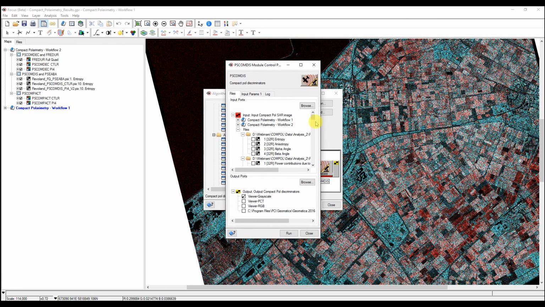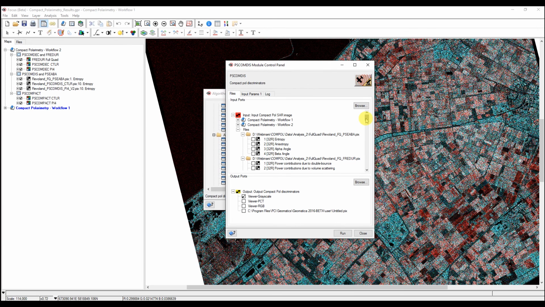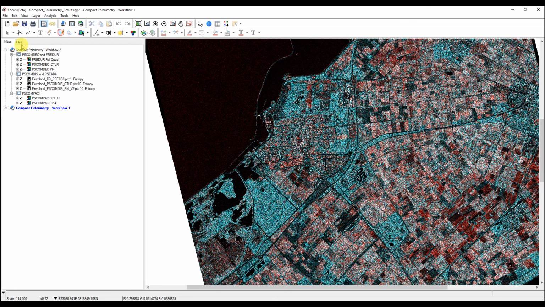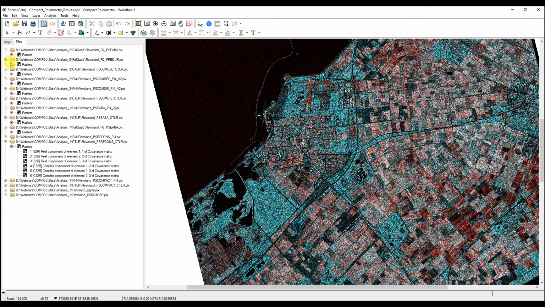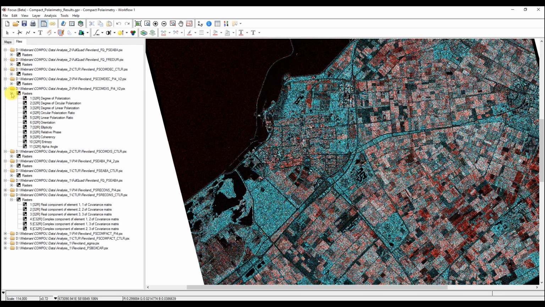there are only 2 parameters that we need to specify. For the input, I simply need to specify all the available layers from my compact pole image, and then specify the output. If I close that and we go to see what it produces, it's going to provide us with 11 discriminators. And if you look at the last 2 right here, we have entropy and alpha angle, which we saw in workflow 1. So using these 2 decomposition parameters, I'm going to compare them once again to my full quad scene.